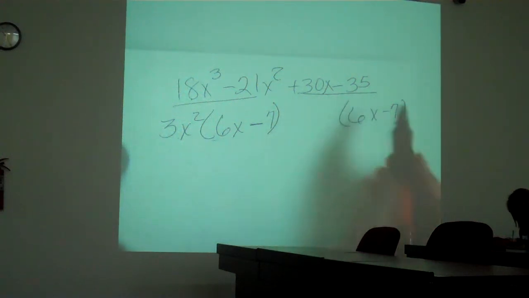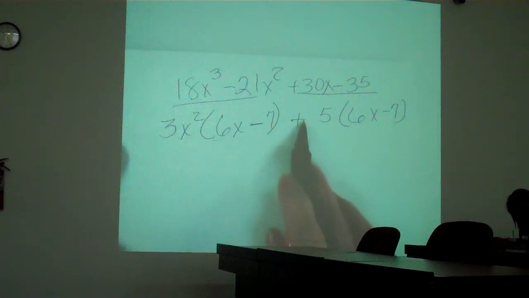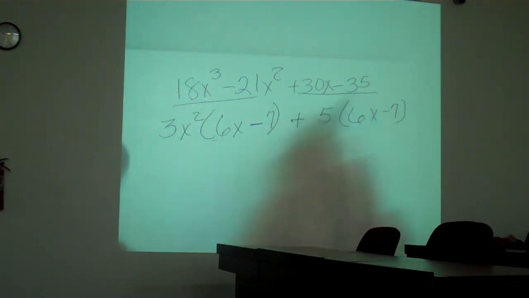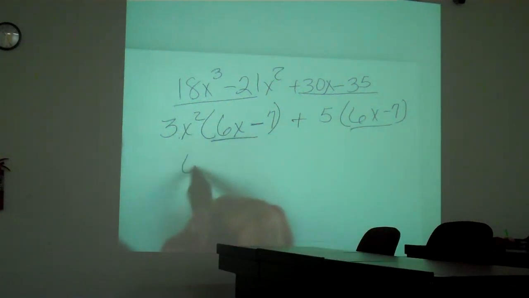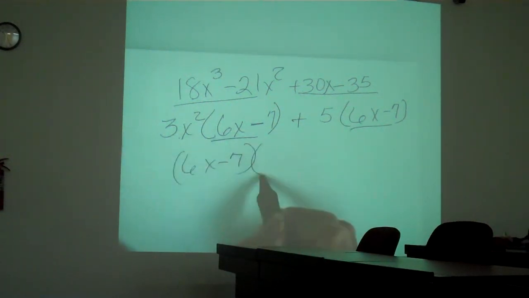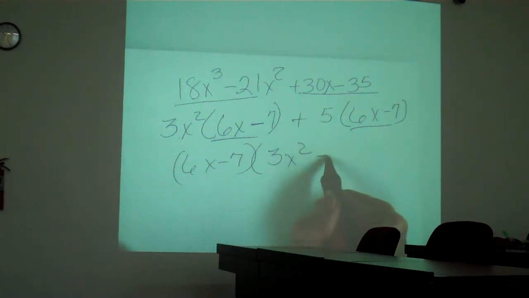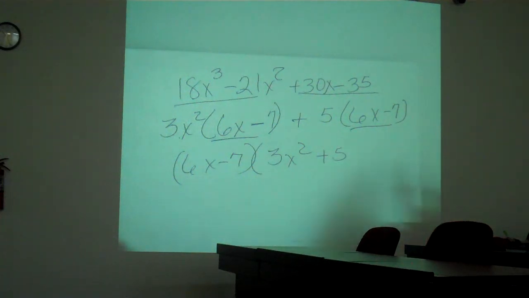So it's going to come out. And this will be a plus 5. Positive 5 times 6 is positive 30. This will give you the negative 35. So it's going to come out okay. Now, what do they have in common? 6x minus 7. For the first term, 3x squared. Second, plus 5. Okay? So those are coming out okay? You just have to do a few of them, and it'll get easier.